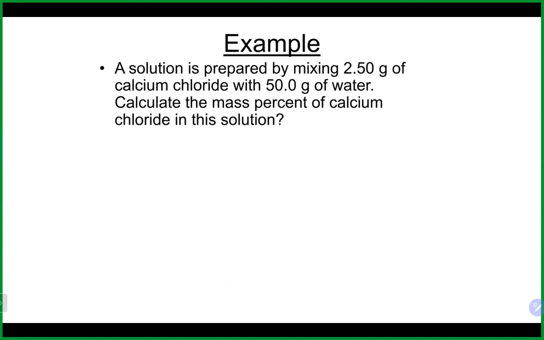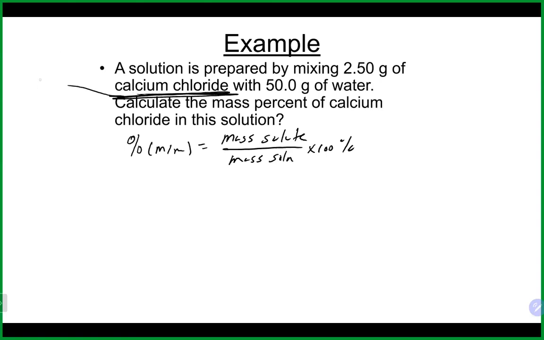A solution is prepared by mixing 2.5 grams of calcium chloride with 50 grams of water. Calculate the mass percent of calcium chloride in this solution. Take a moment, see what you come up with here. Okay, let's take a look. We're looking for the percent mass to mass, which once again is the mass of the solute divided by the mass of the solution times 100%. In this case, the calcium chloride is our solute. It is the smaller part of the solution. Water is our solvent.